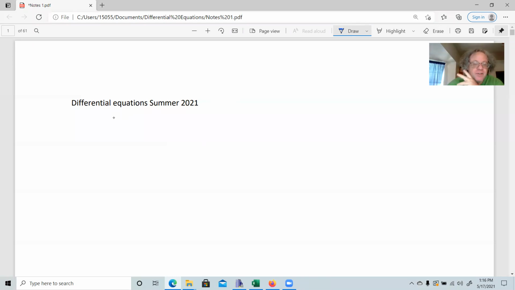Okay, so just basic stuff here. We have a differential equation. By the way, I've been using this for about a year, and this is about the best my handwriting gets. So I apologize for that in advance.